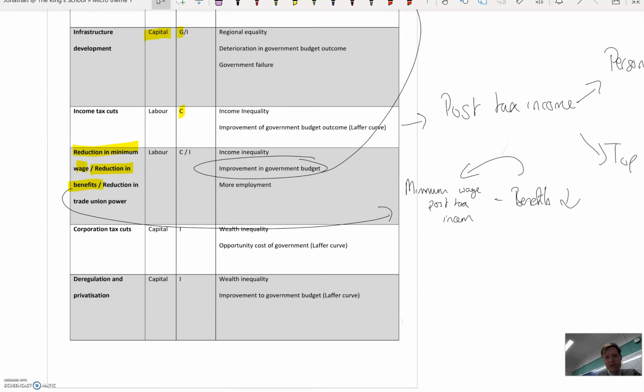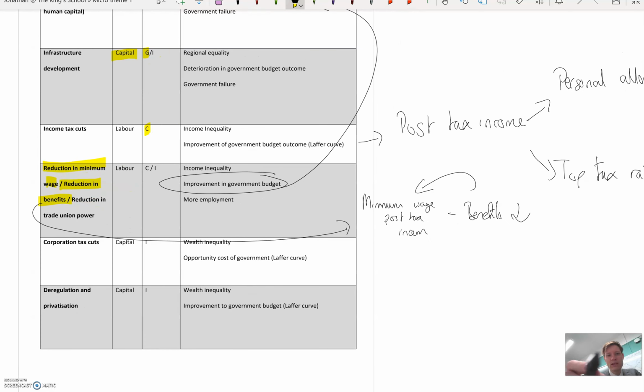Just to point out that we've had a number of different inequalities in each of these. We were talking a little bit about evaluation here. Regional inequality for infrastructure development: if you build it in the right place, you can develop a poor section of your country. So for HS2, for example, connecting the north and the south, the poorer north to the richer south.